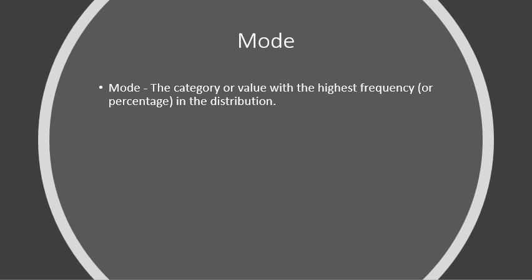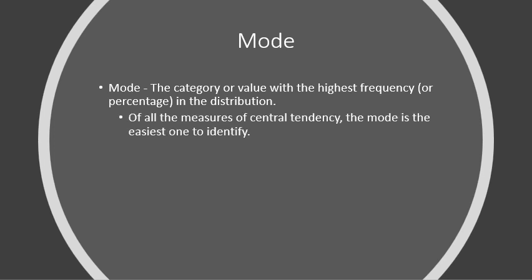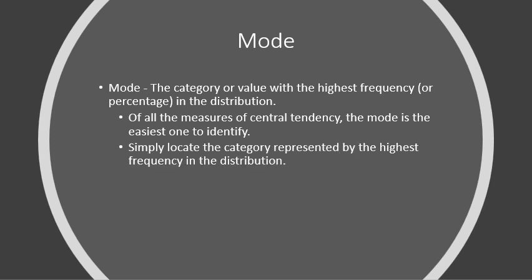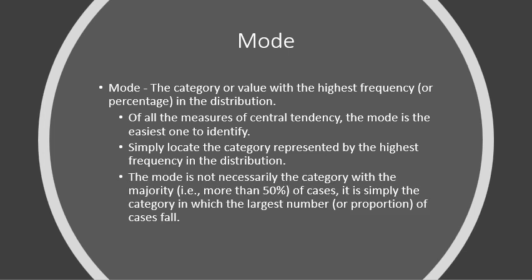So mode: the category or value with the highest frequency or percentage in the distribution. Of all the measures of central tendency, the mode is the easiest one to identify. You just locate the category represented by the highest frequency in the distribution. The mode is not necessarily the category with a majority, like it might not have more than half of the cases. It's just the category in which the largest number or proportion of cases fall.